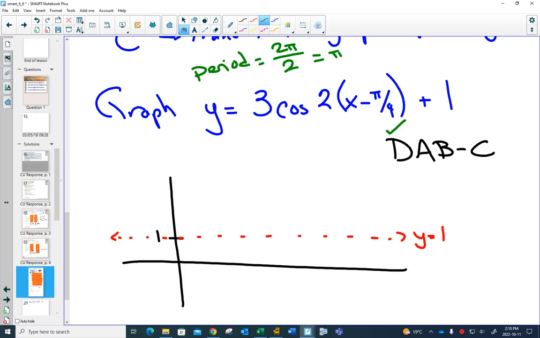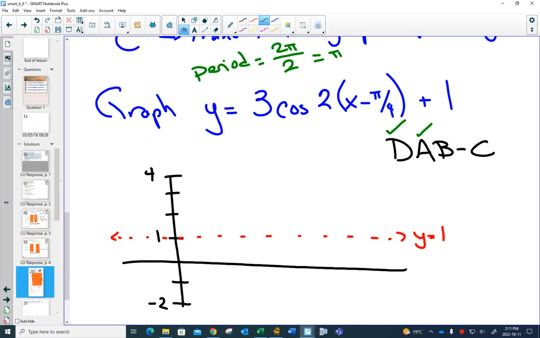Next, we use our amplitude. Our amplitude is 3, which means the distance from our center line up is 3. If I go up 3, 1, 2, 3, up to 4, that will be my maximum. And if I go down 3, 1, 2, 3, minus 2 will be my minimum. That's the only thing you have to do with the A. The A value says use your amplitude to label your max value and your min value on your y-axis.